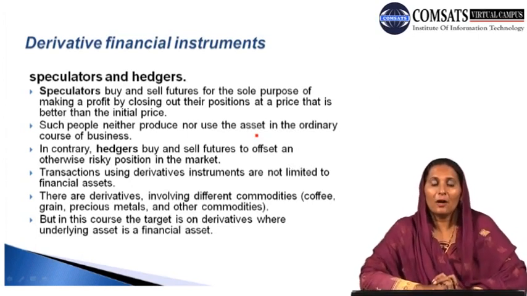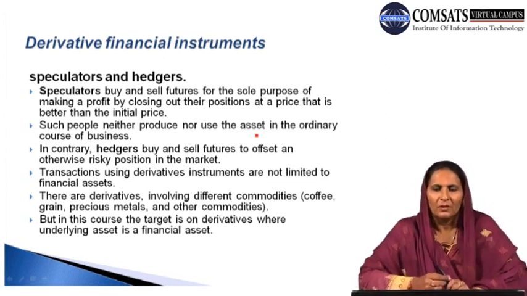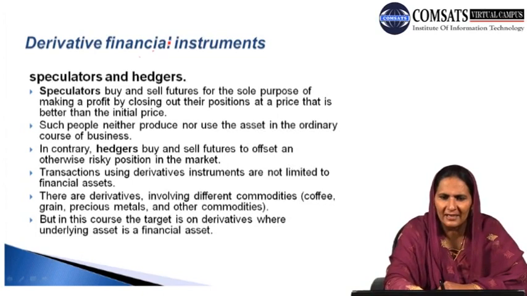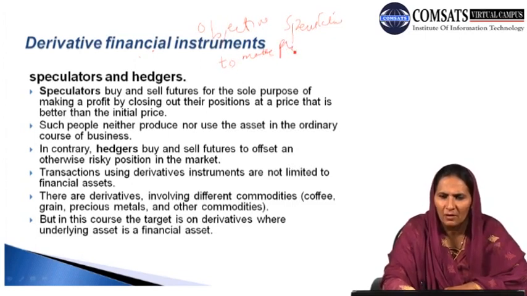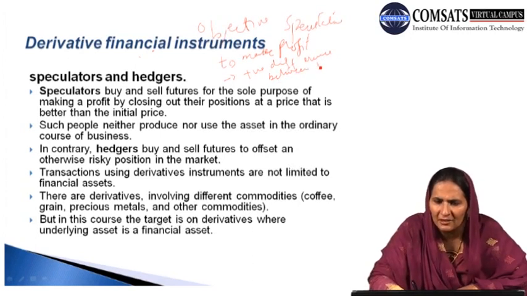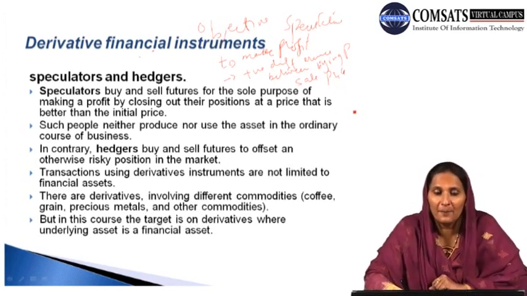What do speculators do? Their objective is profit. As we have discussed earlier, the objective of the speculator is to make profit. And in profit, they want to have a positive difference between the purchase price, which we can also call the buying price, and the sale price. They want to maintain a positive difference between the two, they want to make a positive profit.